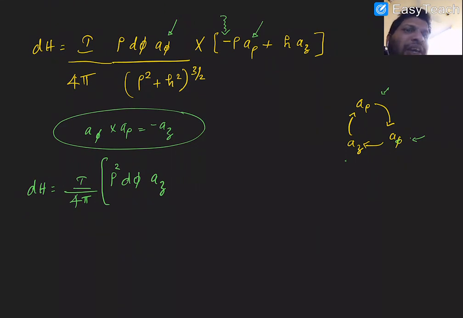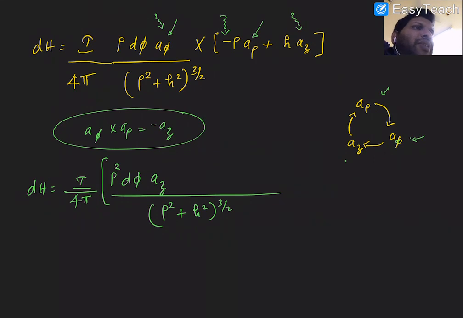Then I will just put the denominator also: rho square plus h square whole power 3 by 2. Then next you see there is a phi and az, so phi and z, and the result will be a rho. We will get the result in terms of a rho. Now there is h, and rho, then there is also d phi, and it is also a plus sign. I hope it is clear.